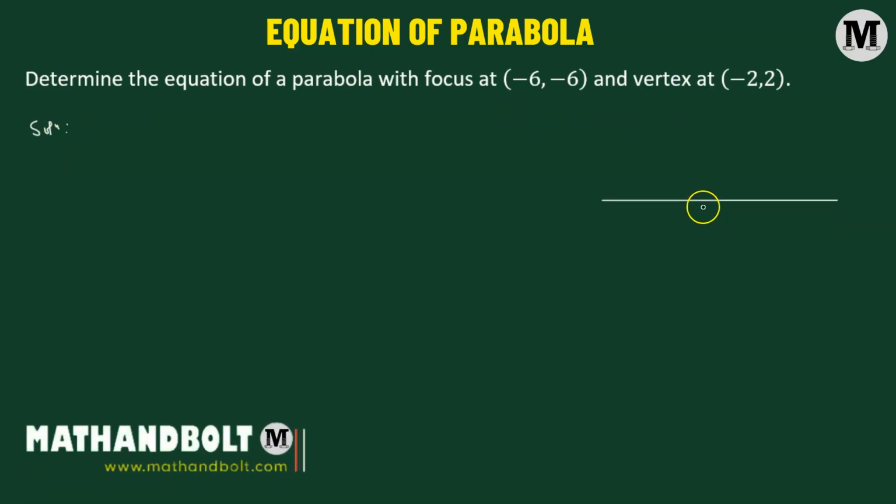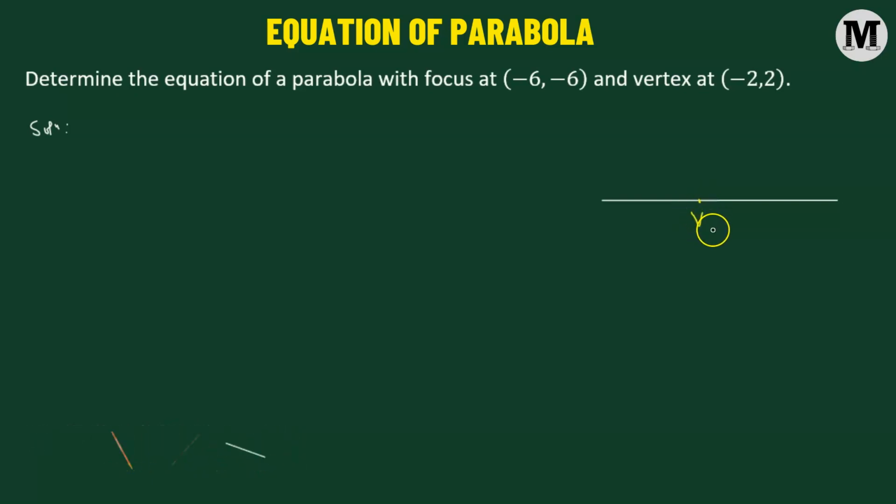Let us begin. First, we'll consider a straight line on which the focus as well as the vertex lie. We consider a point which is going to be the vertex of the parabola, with coordinates (-2, 2). Then we consider another point on that same line which represents the focus of the parabola, given at (-6, -6). When the vertex and the focus lie on that line, the line is referred to as the axis of the parabola or the axis of symmetry line.